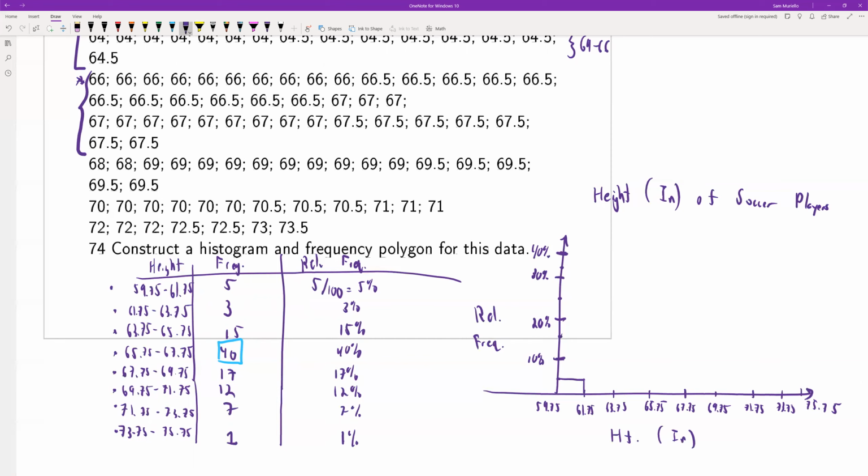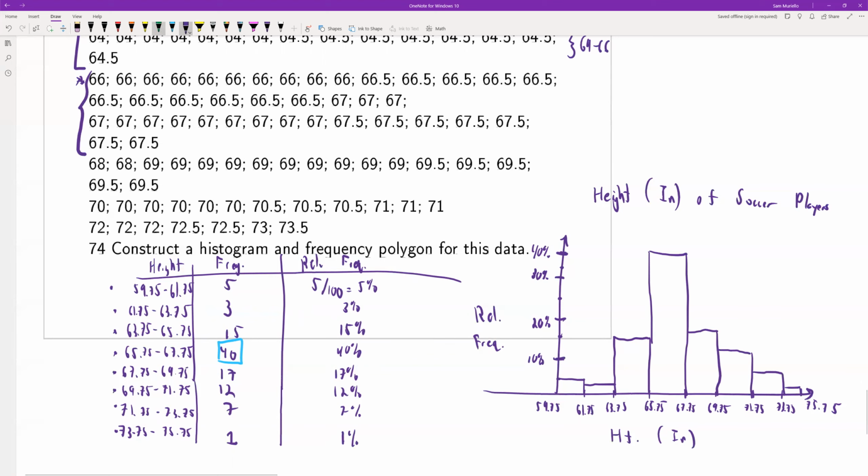And then we just go ahead and make each bar. So there's going to be our 5, we've got a 3. Notice how I'm squishing the bars really nicely together. 15. Then 40. This will be the big tall bar. 17, about here. I don't really care when you're drawing your graphs how nicely to scale they are, as long as they're close and you label things. 12, then 7, and then 1.